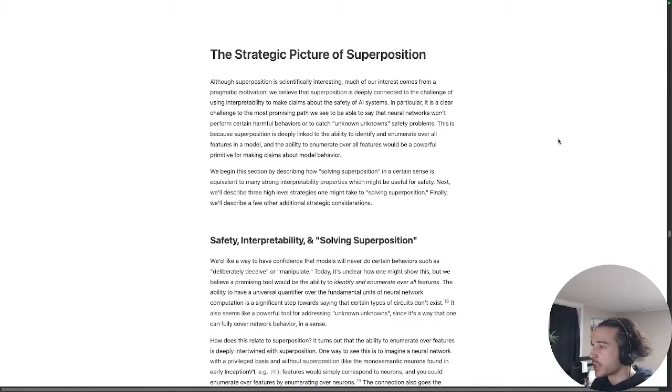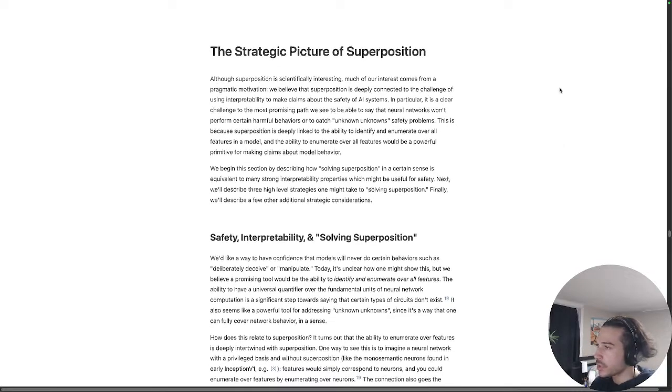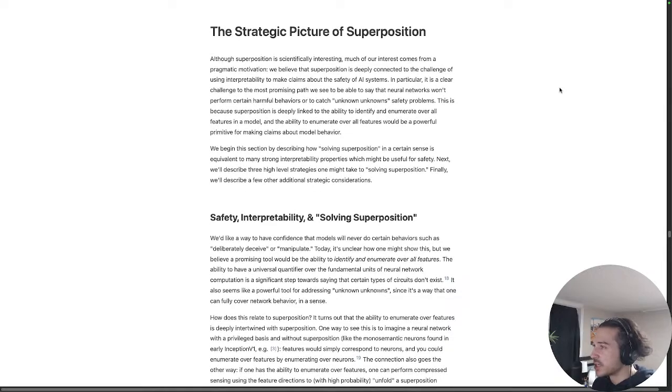The strategic picture of superposition. Although superposition is scientifically interesting, much of our interest comes from a pragmatic motivation. We believe that superposition is deeply connected to the challenge of using interpretability to make claims about the safety of AI systems. In particular, it is a clear challenge to the most promising path we see to be able to say that neural networks won't perform certain harmful behaviors or to catch unknown unknowns, safety problems.